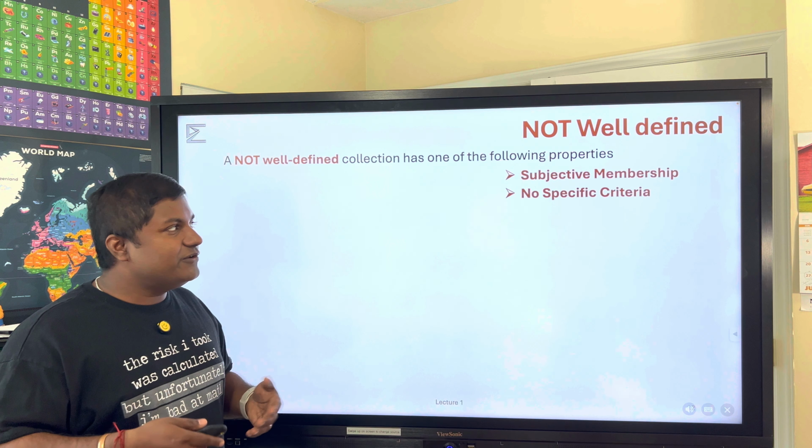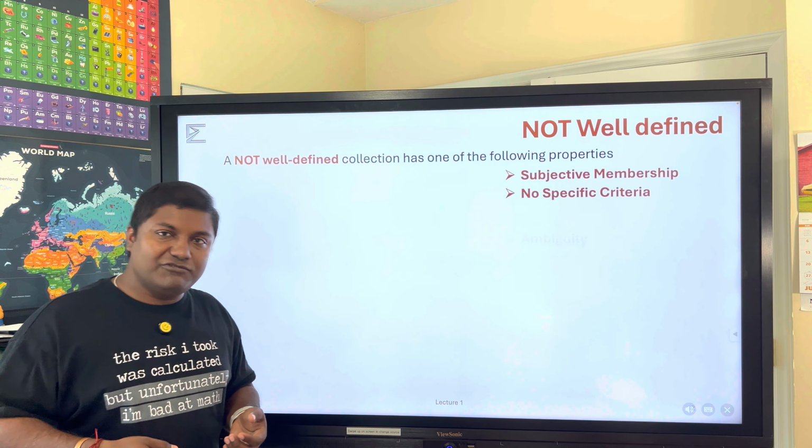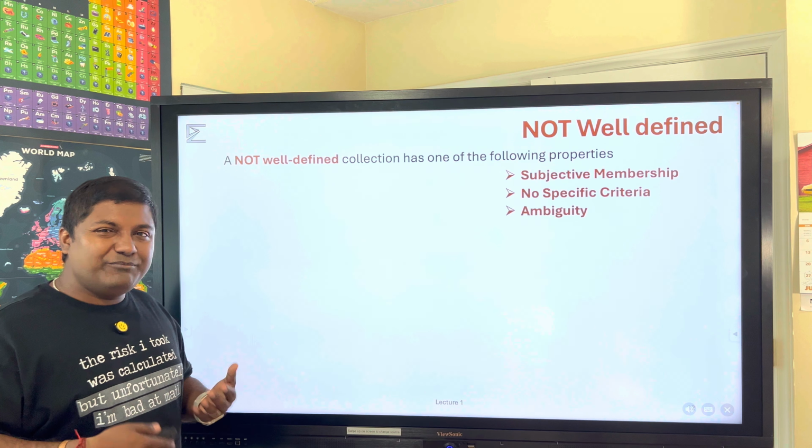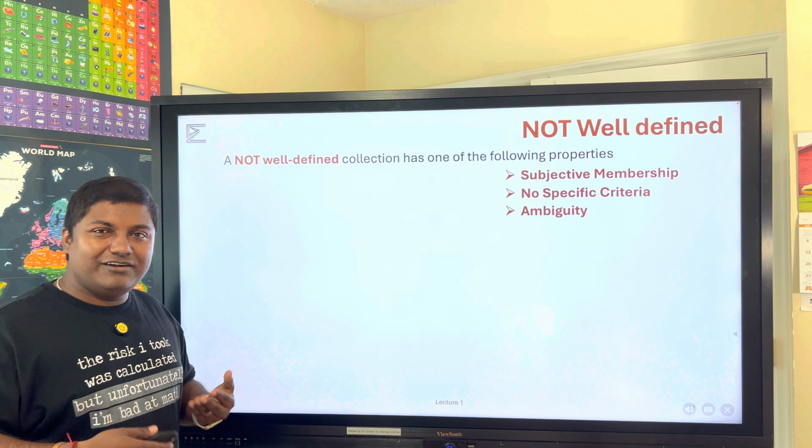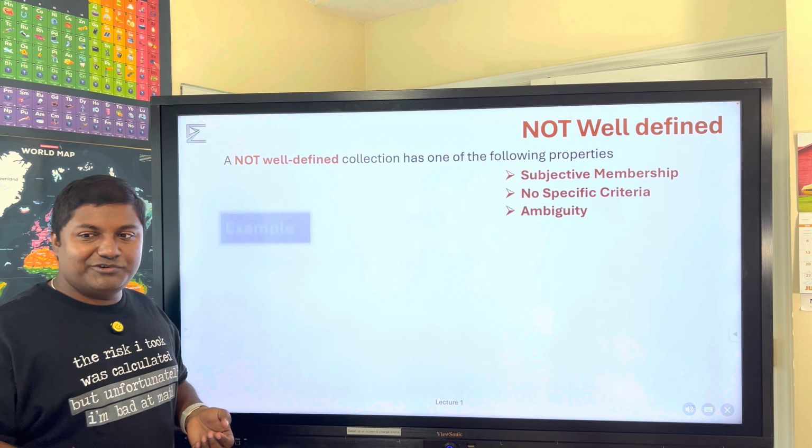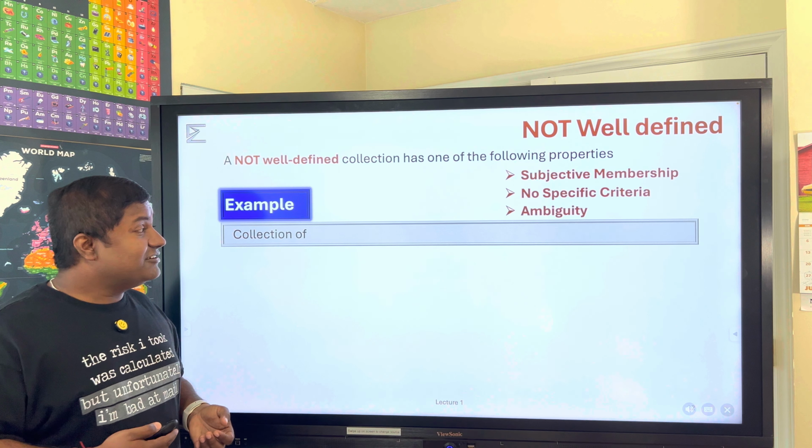And there will be no specific criteria. That's why this subjective membership will occur, and there will always be ambiguity, like the collection is not clear to people whenever you ask them to create the collection. Let's start with the example.